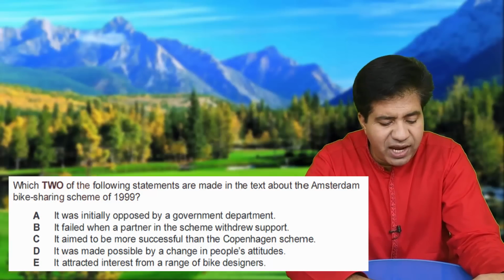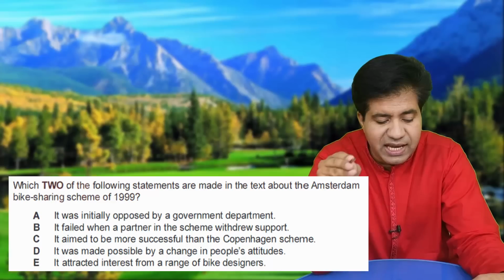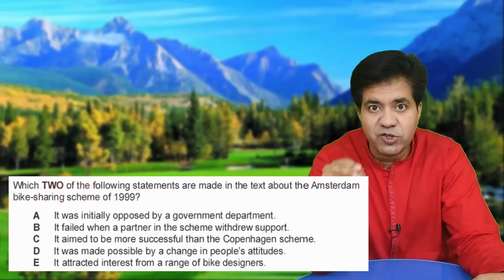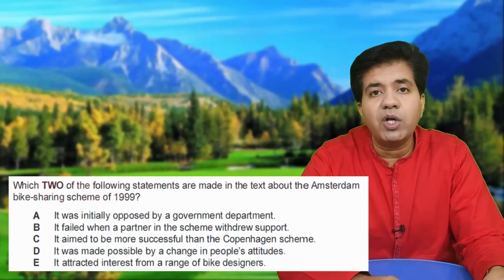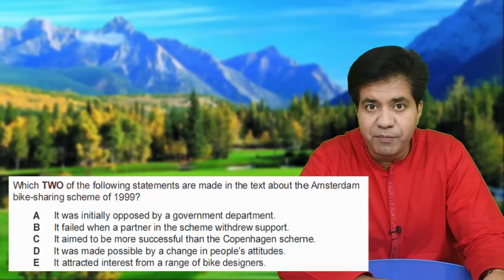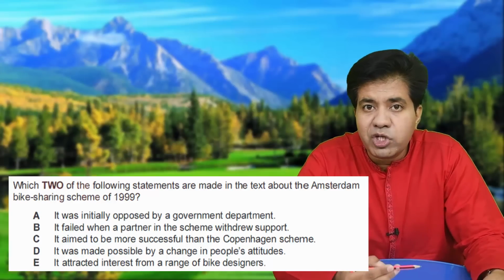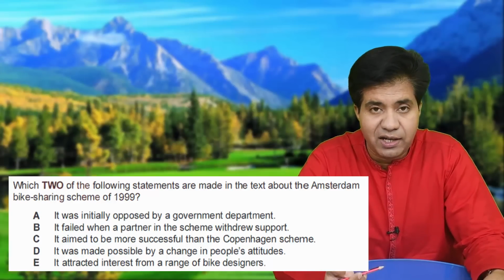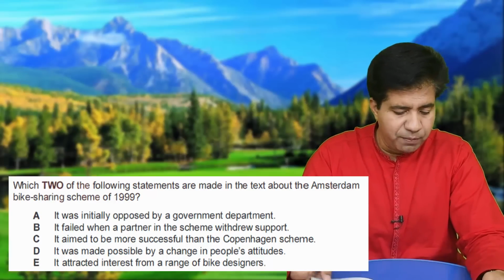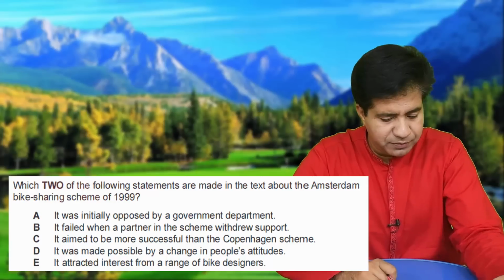And E, it attracted interest from a range of bike designers. So bike designers, attracted interest. Now these points you got to keep in mind and you got to see if there is any relevant information, and again I tell you, you got to see that from the portions of the passage which are still untouched, right? Let's just go back and we see where we've got the information about that.